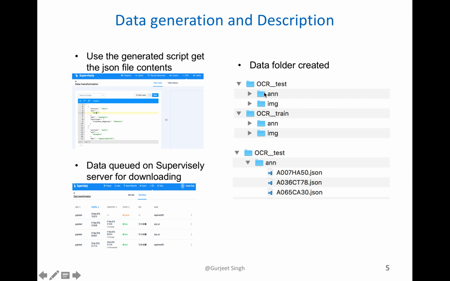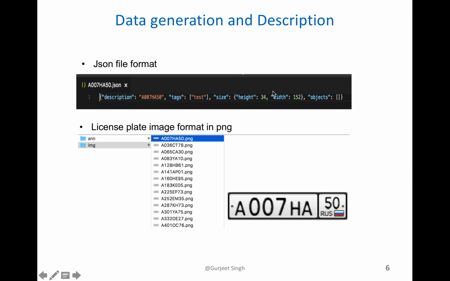We can see on the right side the annotated data in the JSON file, and the img folder is for the images, which are stored in PNG format. The JSON file data has a description, which is the license plate number. The tags are here, which are test or training, and the size of the image, the height and width of it. And here we can see the PNG files. The images of the license plate are here, and I am demonstrating a particular license plate over here.